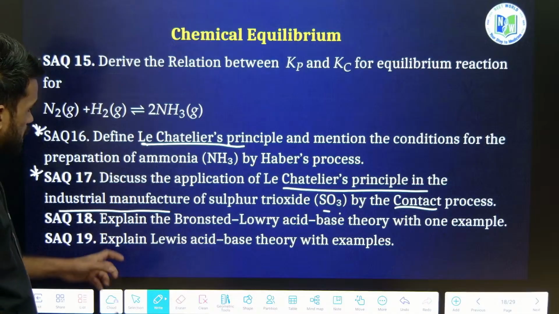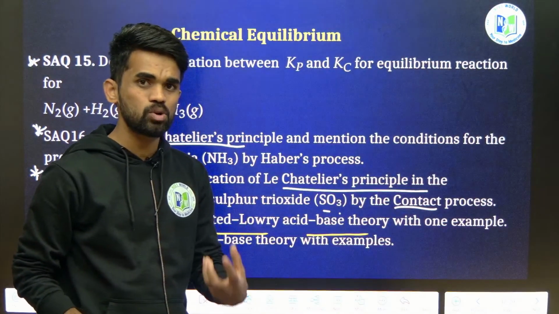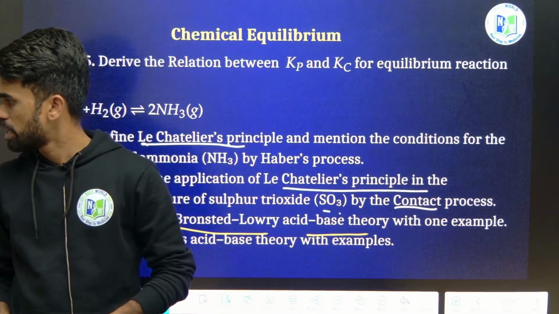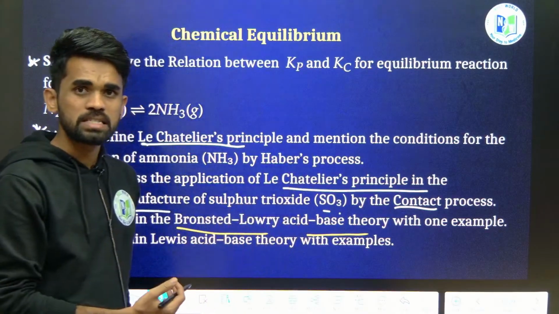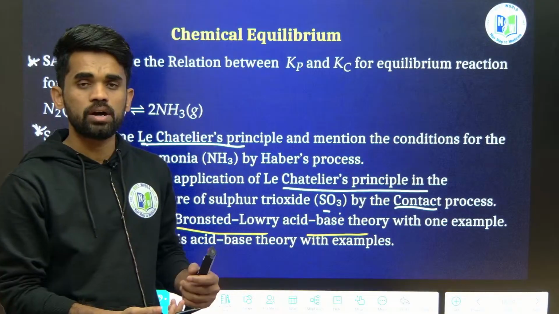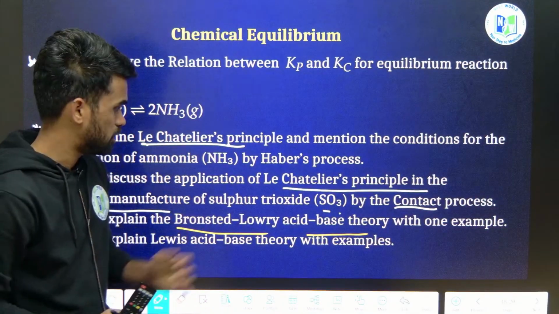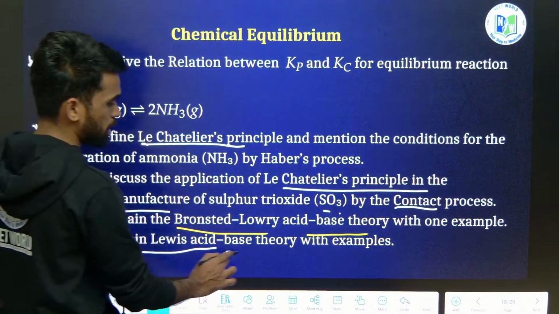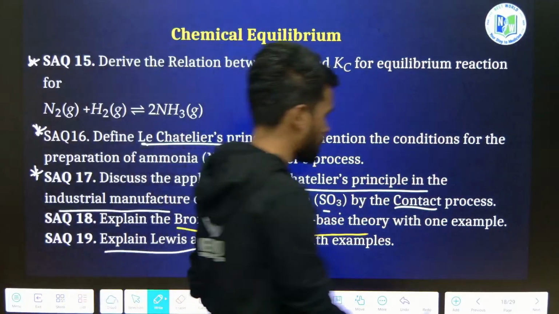Then next, explain Bronsted-Lowry's acid-base theory with one example. So what do we mean by Bronsted acid-base theory? A species which donates a proton is called an acid, and a species which accepts a proton is called a base, as per the Bronsted-Lowry acid-base theory. I am going to discuss them very clearly, no worries. Explain Lewis acid-base theory with example. So these are the questions from chemical equilibrium.